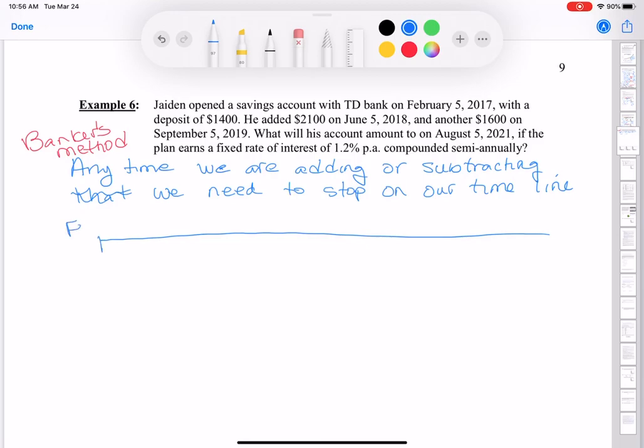starting on February 5th, 2017, and Jaden has deposited $1,400 into his bank account. And then sometime in the future, on June 5th, 2018, he has added in $2,100. And then on September 5th, 2019, he has added in another $1,600.